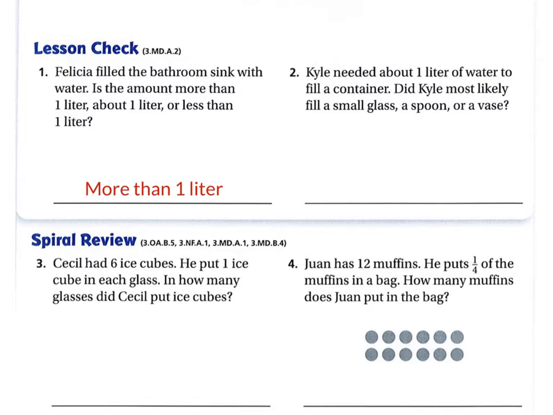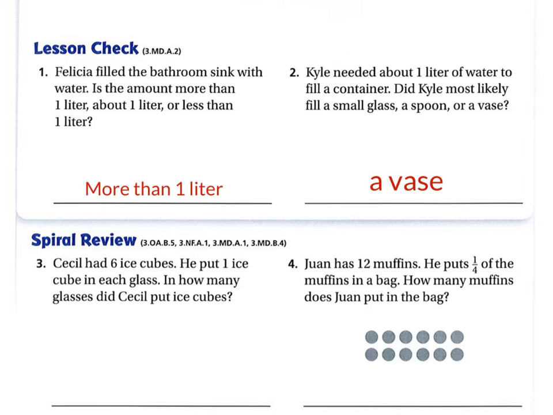Number 1 on the back says that we have a bathroom sink and it is filled. So picture in your head a bathroom sink. It could be the ones in the bathroom at school. It could be one at home. Visualize a bathroom sink. Now, picture your water bottle. When we compare the two, that water bottle is a lot less. So that means that sink is definitely more than 1 liter.